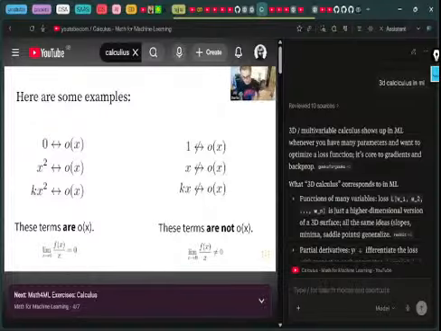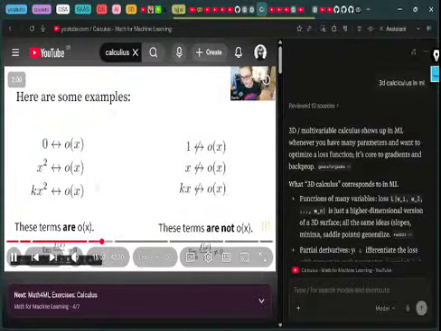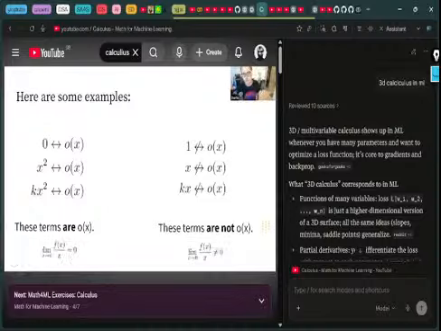Some things on the right that are not little o of x: a constant value is not little o of x. It's as if our approximation will always be off by 1, right? So intuitively that makes sense, but by definition, what that means is the limit as x goes to 0 of 1 over x is actually infinite rather than 0. X is not little o of x. X over x, that's just 1. The limit as x goes to 0 of 1 is 1. And multiplying that by something doesn't change it.